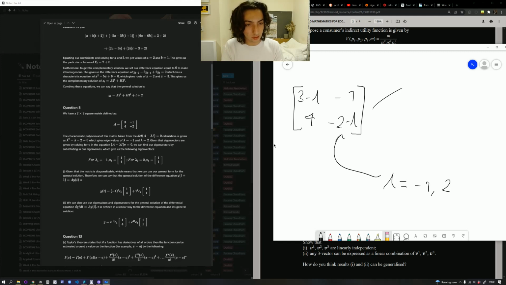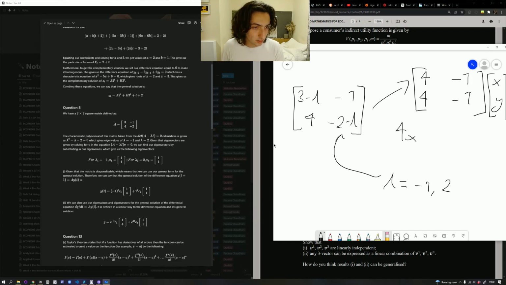Then we get the matrices, so for -1, we would get 4, -1, 4, and then -1 again. Then we basically multiply by x and y, and we get the equations 4x minus y and 4x minus y. For this, it's pretty simple to see that you can get... Hold on, let me just check what I got here. It says I got minus 4. Oh no, I must have done something wrong here.